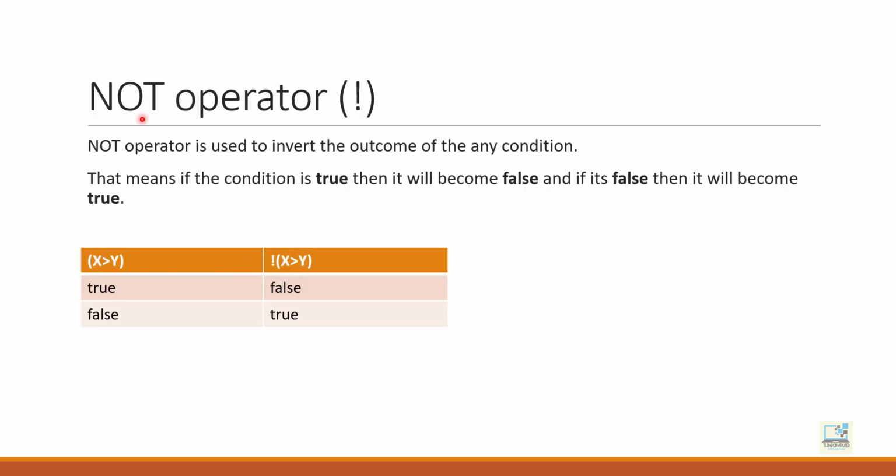First is the not operator. Not operator is used to invert the outcome of any condition. That means if the condition is true, then it will become false, and if it is false, then it will become true. Suppose I have a condition x greater than y. If I write not of x greater than y, if it was true, now it will become false. If it was false, now it will become true.